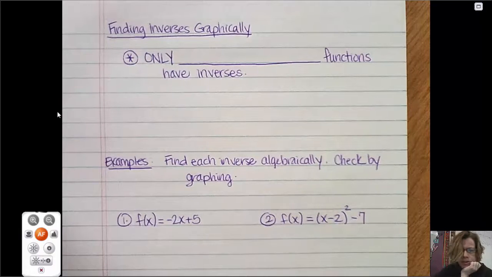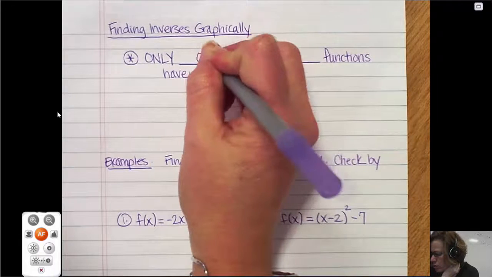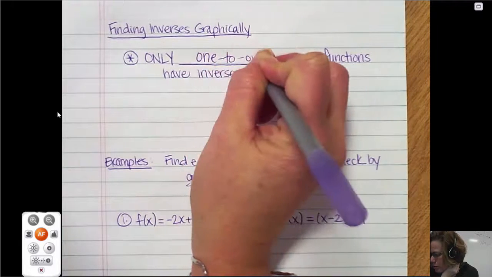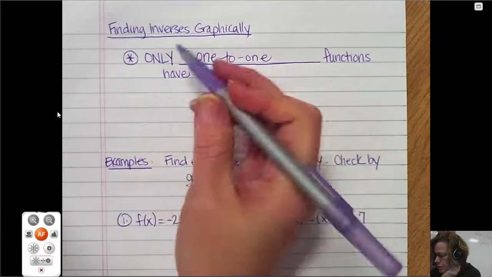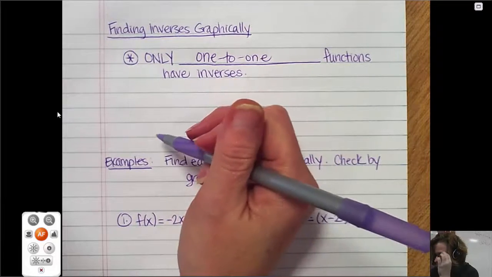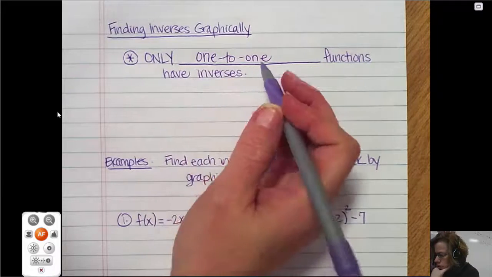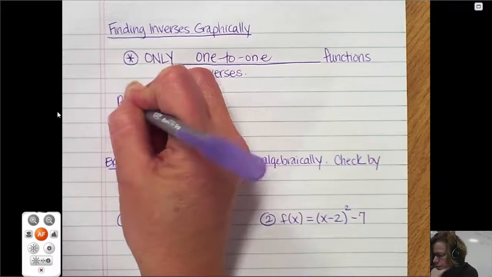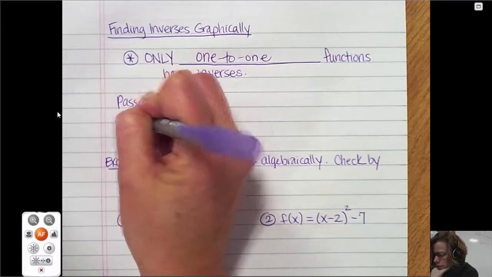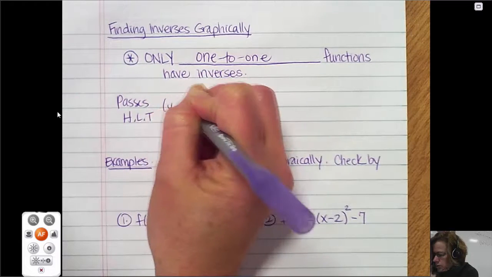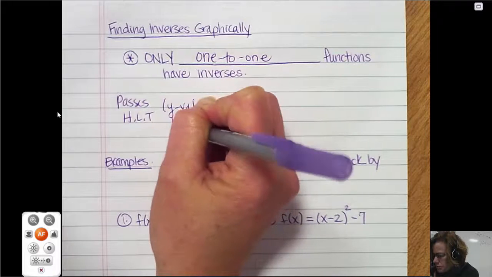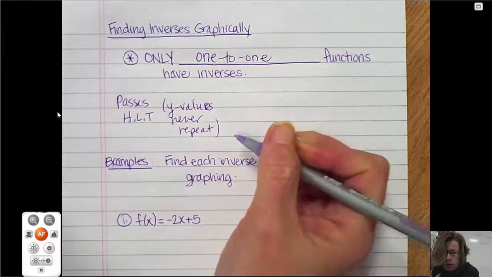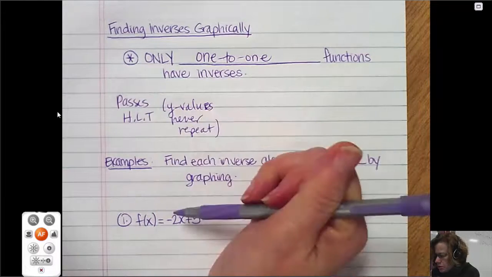We can also find inverses graphically, but something you need to understand is that only one-to-one functions have inverses. So let's review what that means. A function, of course, passes the vertical line test. So a one-to-one function passes the horizontal line test. In other words, the y values never repeat. So a one-to-one function, the y values never repeat, and it passes the horizontal line test.